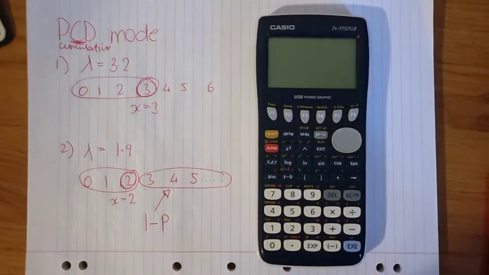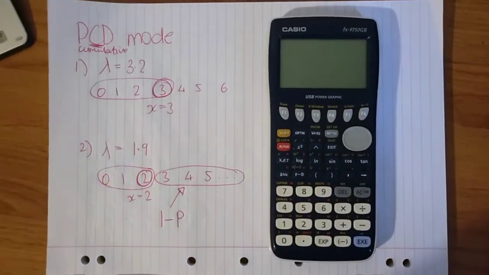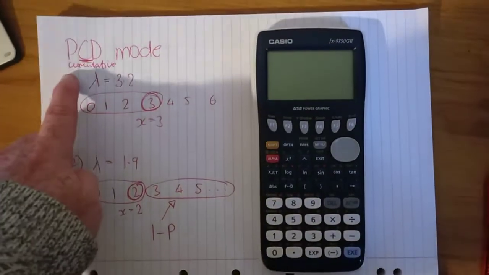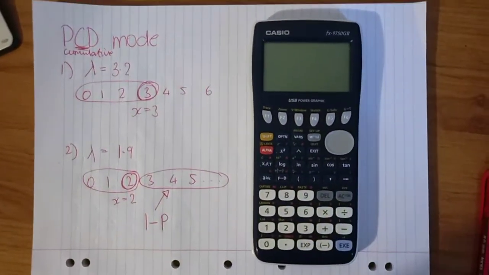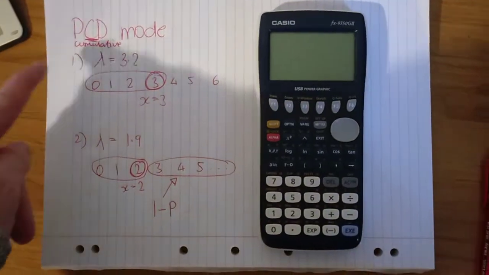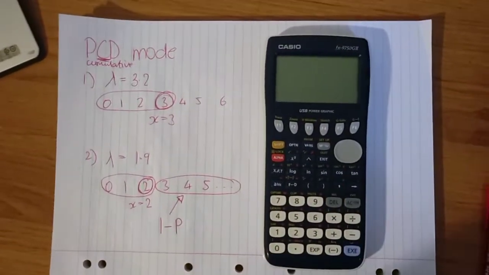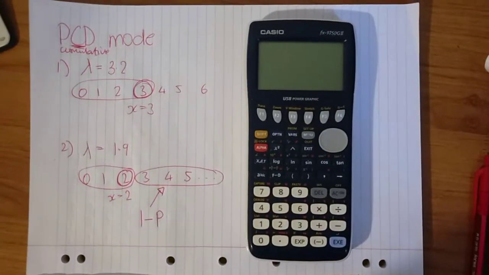A short video on how to use the PCD mode of our graphics calculator to find the probability of cumulative events under a Poisson distribution. So I've got a less than example and a greater than example here, and we're going to go through both and how we can get our answers from our graphics calculators.